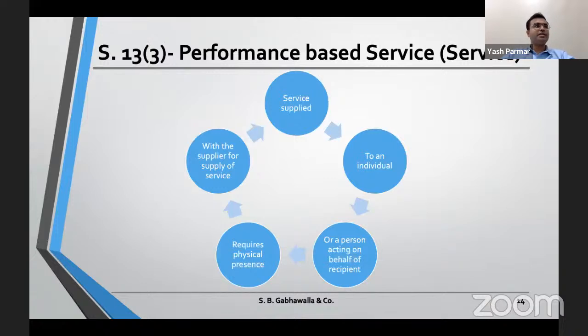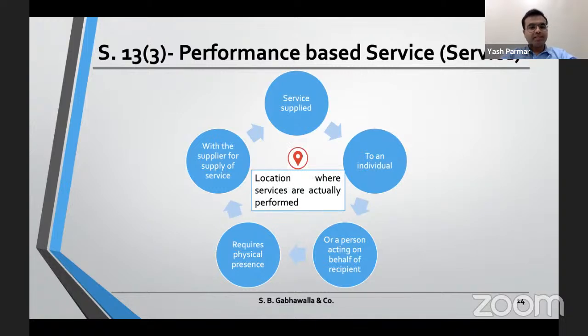Now, next we will be dealing with clause B, which primarily deals with place of supply for performance-based services for services. The earlier clause which we saw dealt with goods. Now we'll be dealing with services. And it is defined as a service supplied to an individual or a person acting on behalf of the recipient, which requires physical presence of the recipient of service with the supplier for supply of such service. In that case, the place of supply is defined as the location where the services are actually performed.